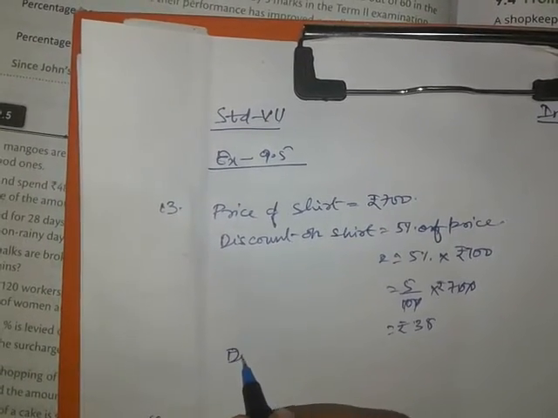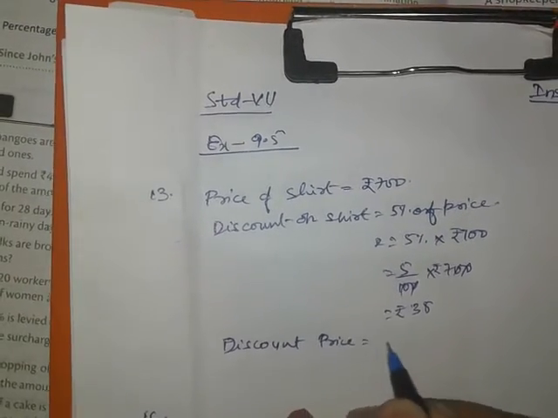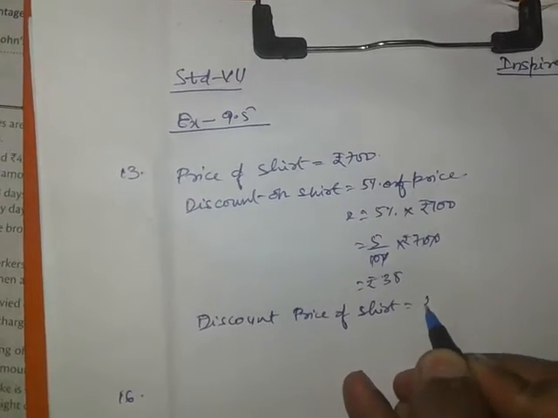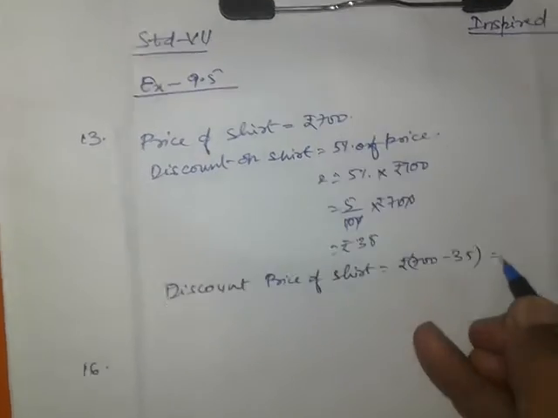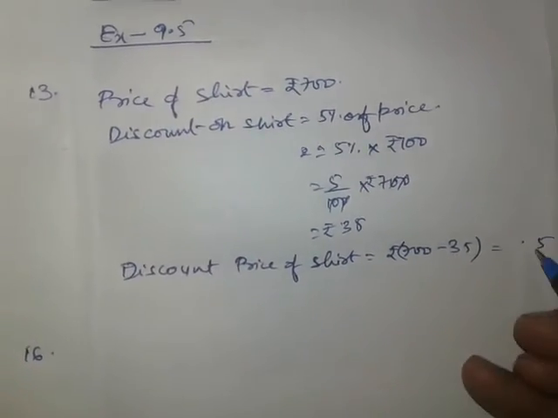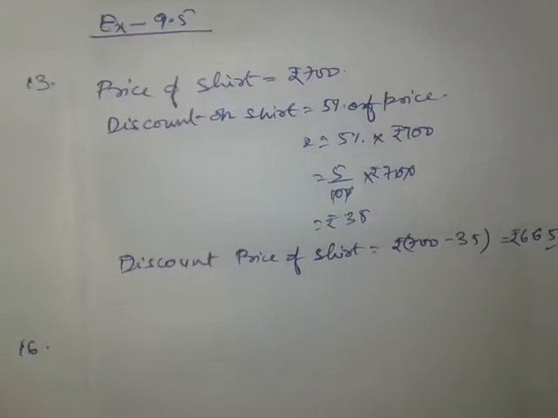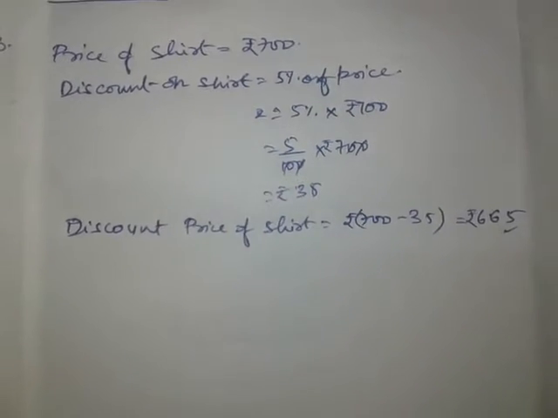So the discount price of the shirt is 700 minus 35. So how much do we get here? 5 and 9, minus 3, 6 and 6. So this is the discount price that we get after the discount.